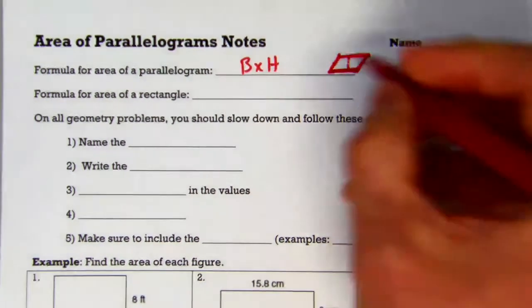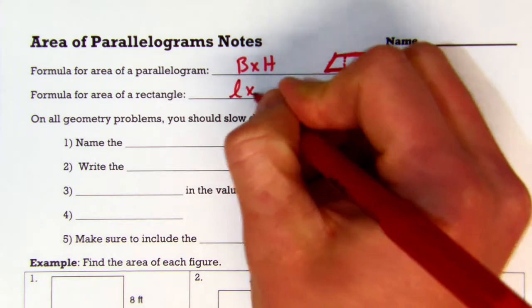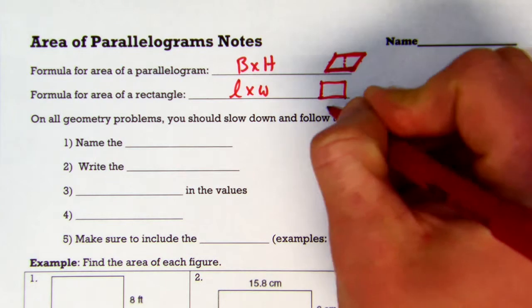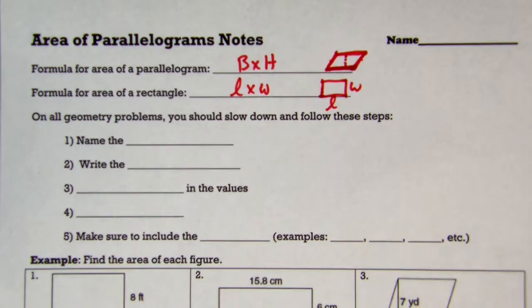And for a rectangle, it is length times width, or we can even say base times height. It's whatever we'd like to do. Length, and there's the width.